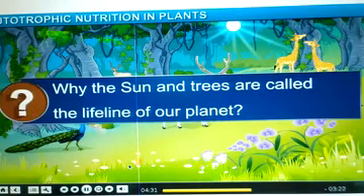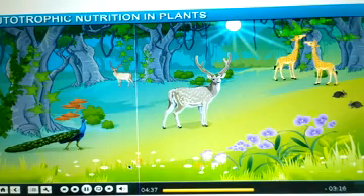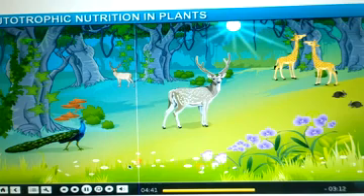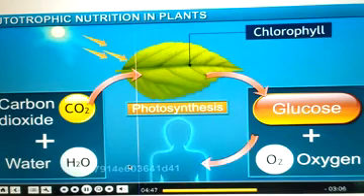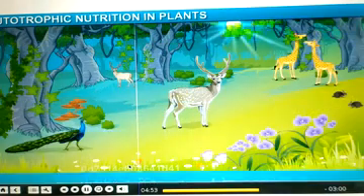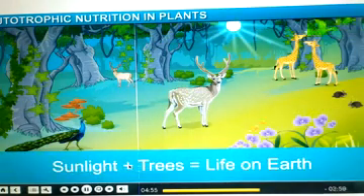Why are the sun and trees called the lifeline of our planet? Plants will not be able to make food through photosynthesis without energy from the sun. And if photosynthesis does not take place, we won't have enough oxygen and food to sustain life on Earth. Thus, both sunlight and trees are essential to sustain life on Earth.